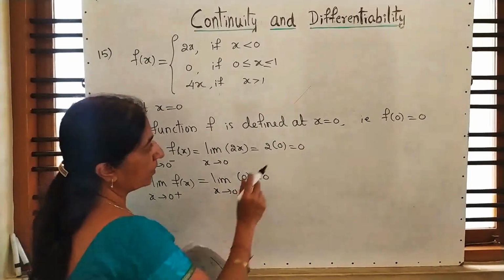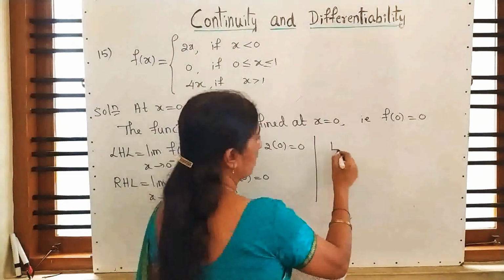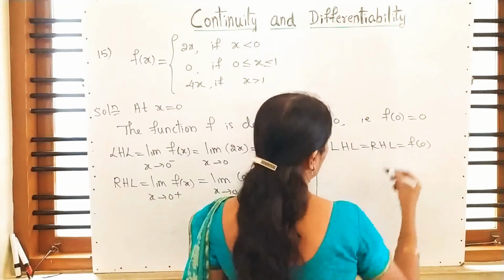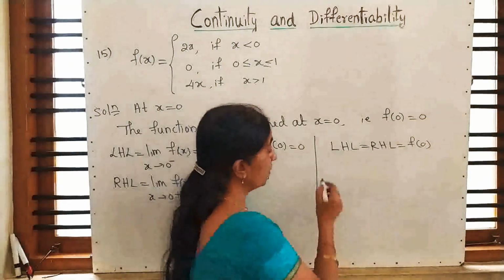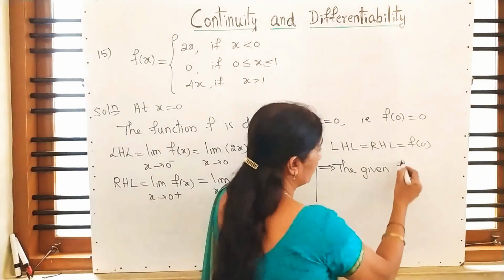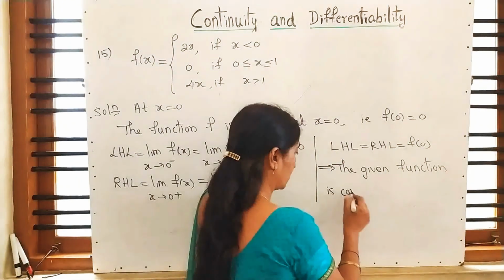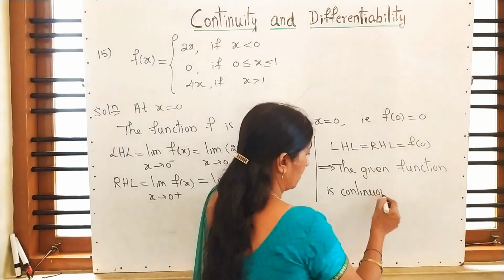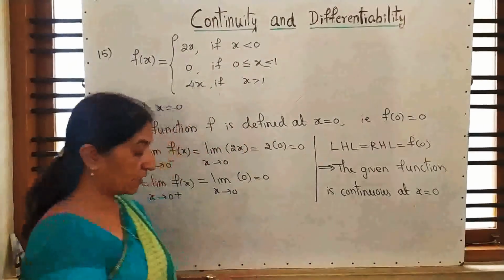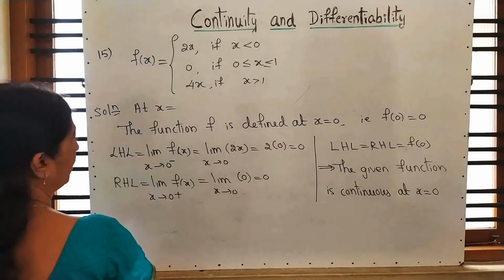Here it is 0. See, here the left hand limit, right hand limit and f of 0, all three are equal. LHL is equal to RHL is equal to f of 0. That means what is your conclusion? The conclusion is the given function is continuous at x is equal to 0. Correct? Next, we are moving to x is equal to 1.